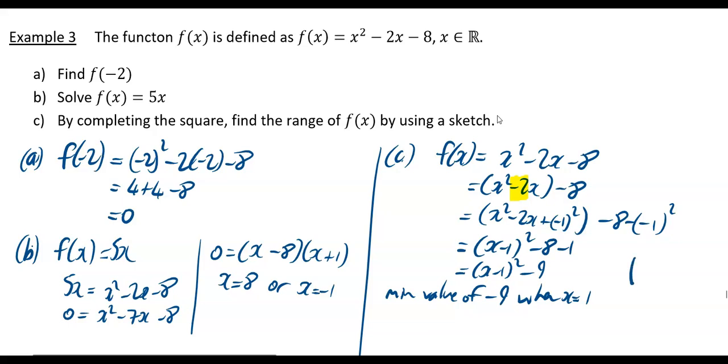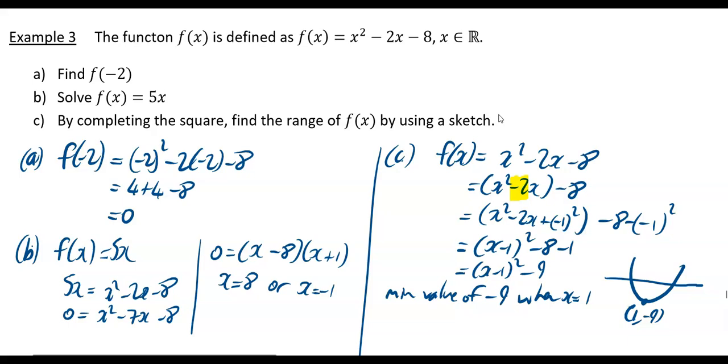So if we just do a sketch of this graph, there we are. Won't let me rub this out for some reason. Right, we'll ignore that. Just that's going to be at x equals 1, minus 9 is my minimum value.